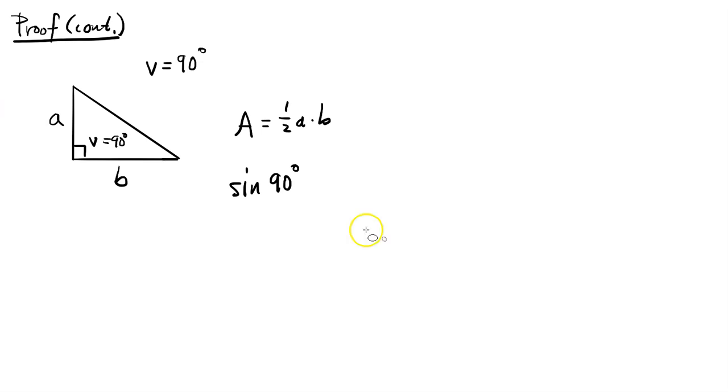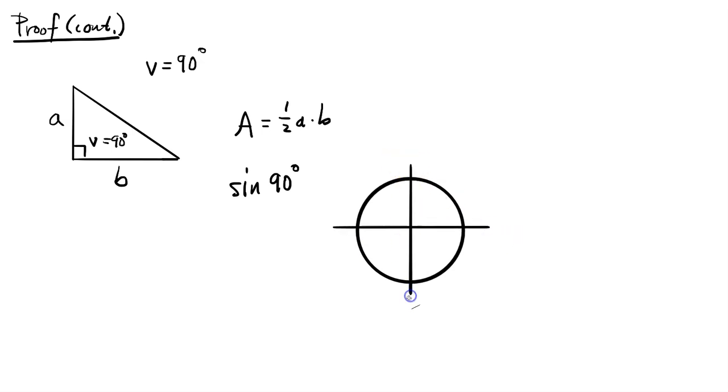Well, we can take out our unit circle. So sine 90 degrees, then we are here, up here. So we have 90 degrees here. And what is the y coordinate of this point? The x coordinate is 0 and the y coordinate is 1. So sine 90 degrees is equal to 1.